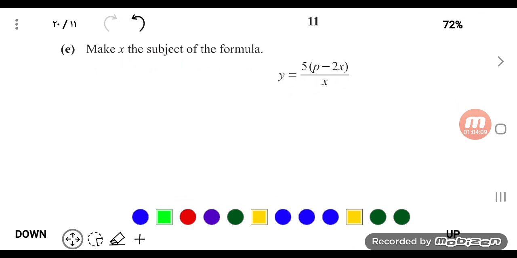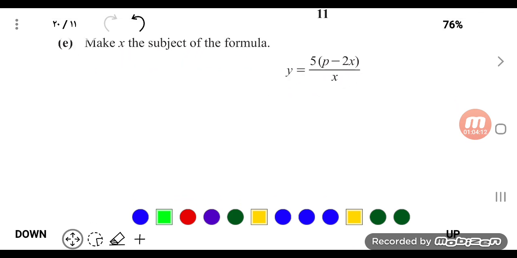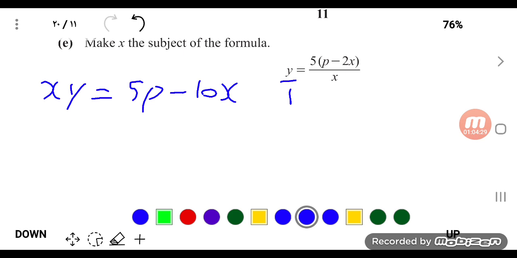Next question. This is also a very regular question in paper 4. Make x the subject of the formula. I will start by cross multiplying. So I get xy is equal to 5p minus 10x. So this is called cross multiply. Next, I want x the subject. Take 10x to the left. xy plus 10x equals 5p.